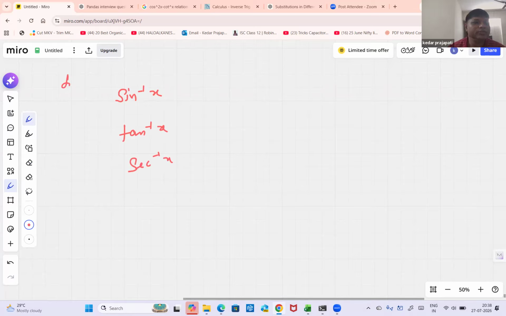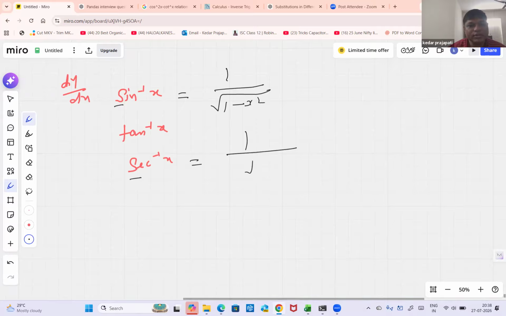So dy by dx of these, how much will this be? This has s, so this will be subtracted. 1 minus x square. Secant square will also be subtracted, but it will be x square minus 1, and x will also come here. Mostly they write it in modulus. Tan square x, this is what? S means subtract, T looks like plus. So this will be nothing but 1 by 1 plus x square.